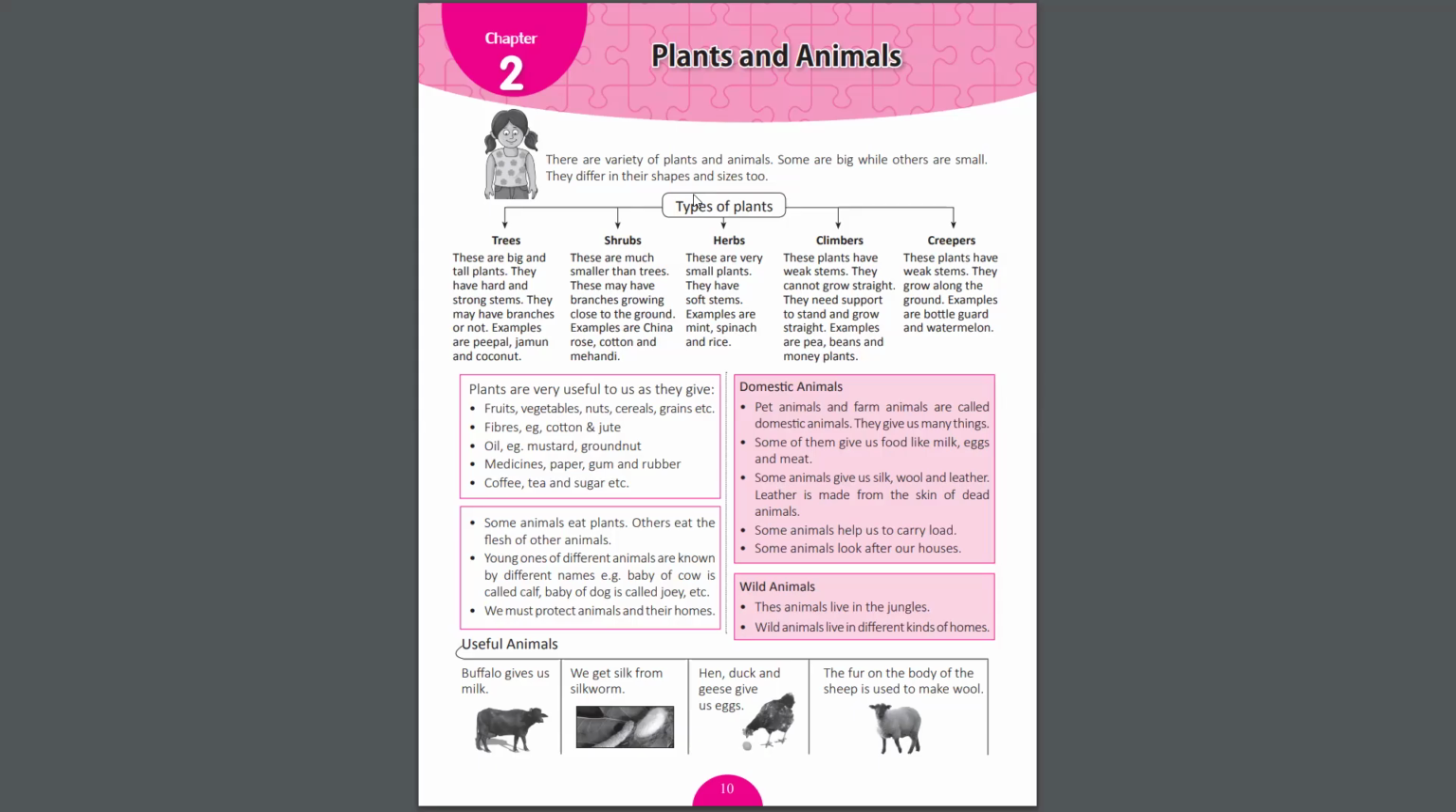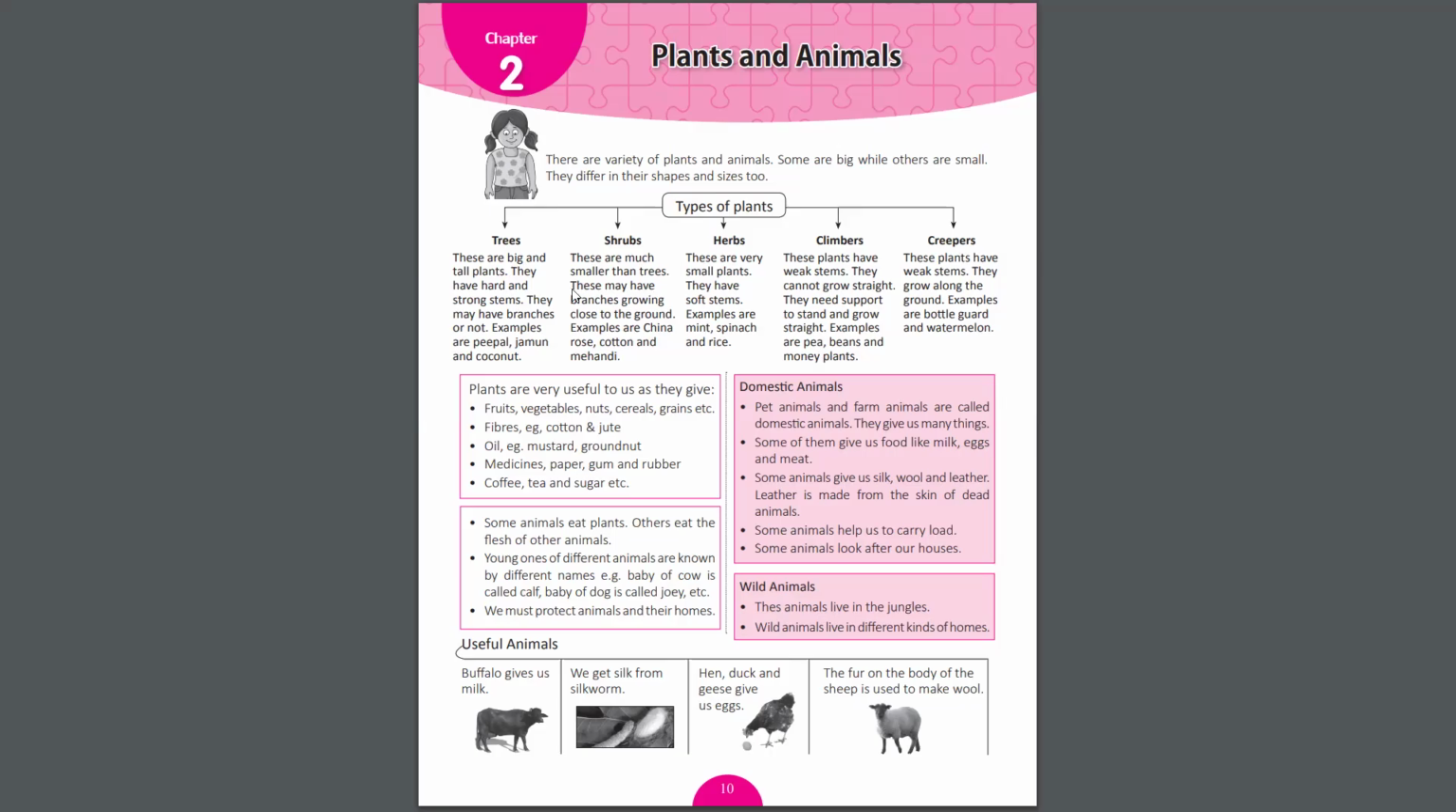And if we are talking about the animals, we have a lot of different types of animals, those who live on land and as well as those who live in water. So we have domestic animals as well, we have pet animals as well, we have wild animals as well. So we are going to discuss all these things in this particular chapter. So first of all, types of plants. How many types of plants do we have? We have five here: trees, shrubs, herbs, climbers, and creepers.